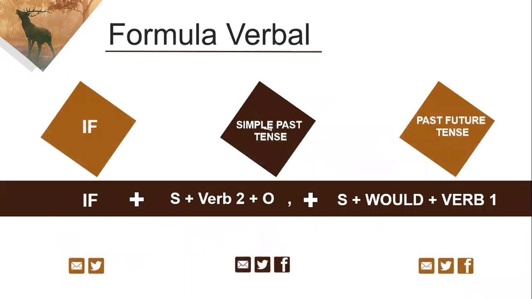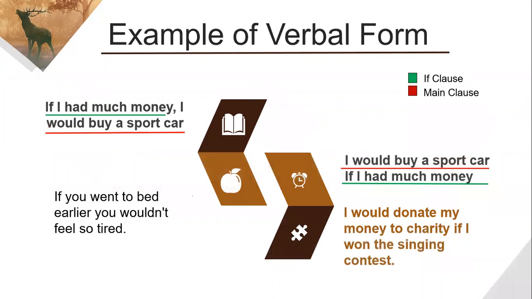Okay. So how about the sentence that has no verb? If and then simple past tense and then past future. If plus subject, verb to, and object. And then as the main clause, subject, would, and verb 1. If plus subject plus verb 2. Verb 2 is a past tense, and then the object. And then you put a comma after that, and then subject, would, and verb 1. That's the formula.